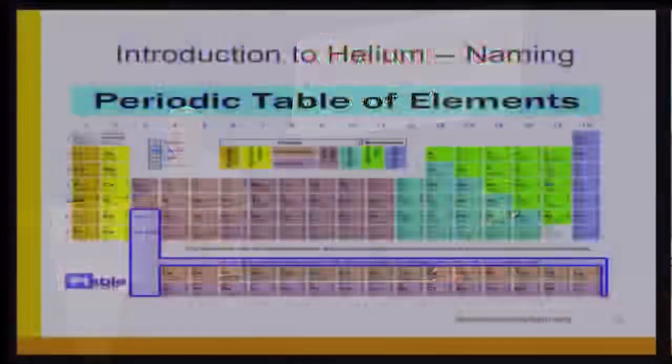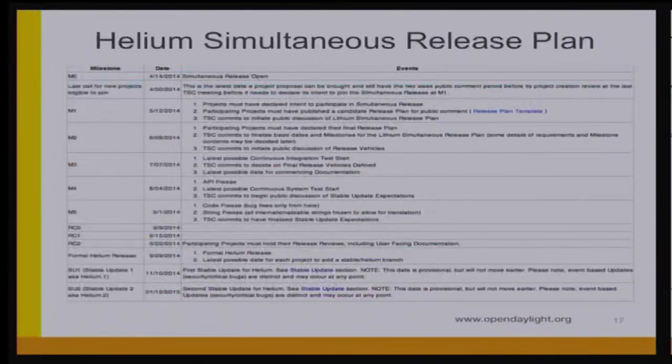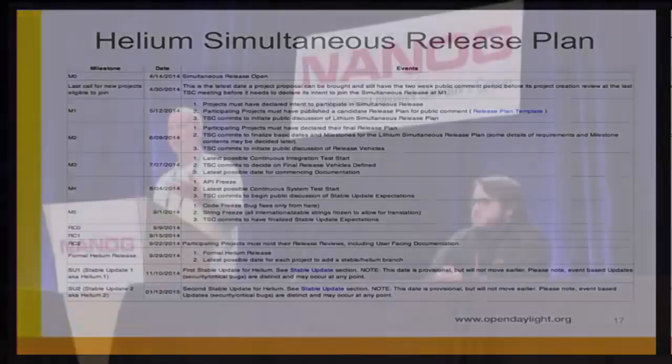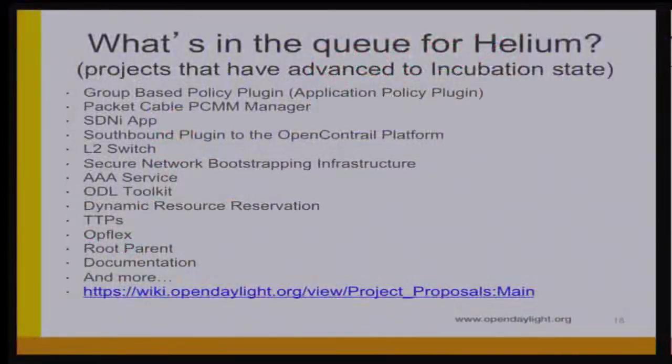Here's the Helium release. I just put up the periodic table because the first thing was Hydrogen, obviously the next one's going to be Helium, and so forth. Again, a release plan that looks like the last one. The reason that we have this is because we want to get on a deterministic cadence, so you'll get a new release of this every 6 months, and it'll go Helium, Lithium, and so forth. What's in Helium? Just tons of stuff, including all of this policy stuff, some PacketCable stuff, which was kind of interesting.